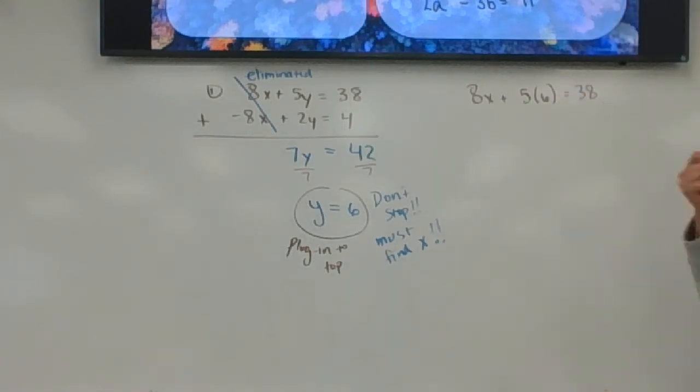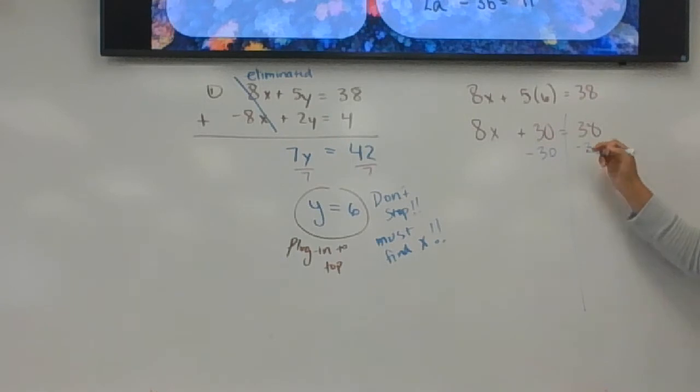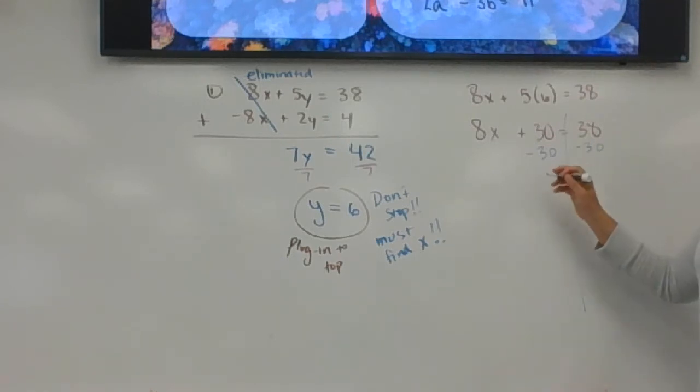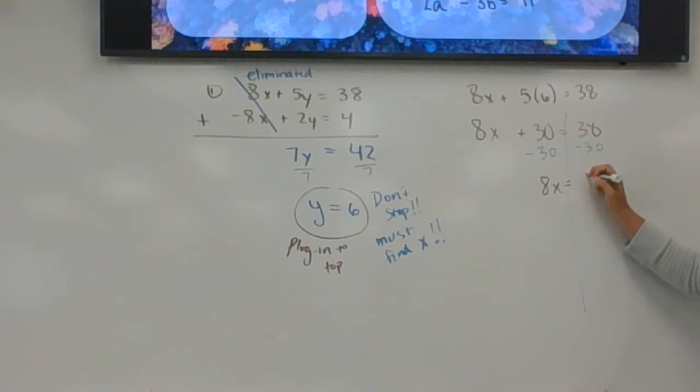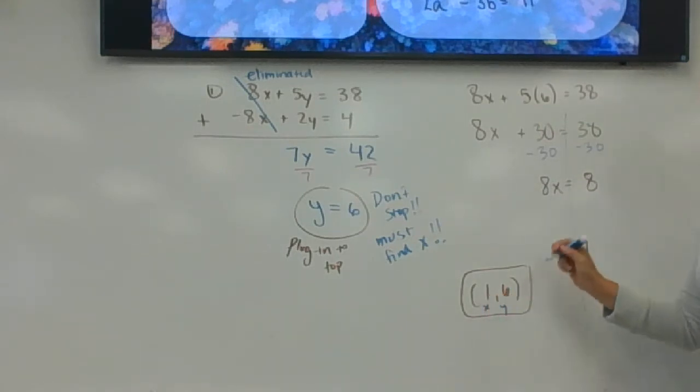So 5 times 6 will put a 30 in there. Then we'll put a line in. Trying to get x alone, we'll minus 30 from both sides of the line. Divide 8 over 8 makes 1. And it's 1, so our answer looks like this: 1, 6. Put the x in the x spot and put the y in the y spot. It's x, y.